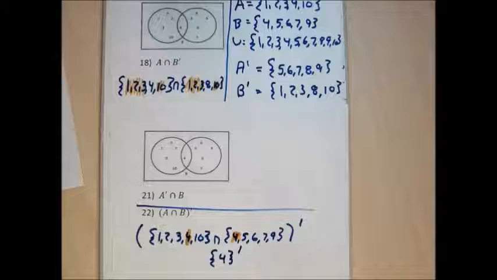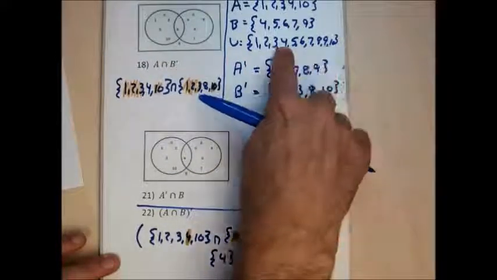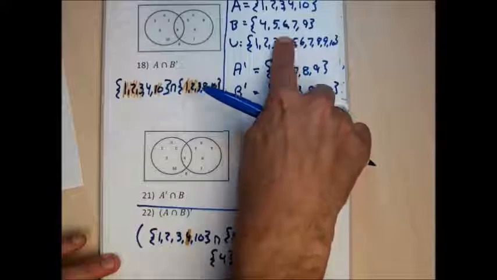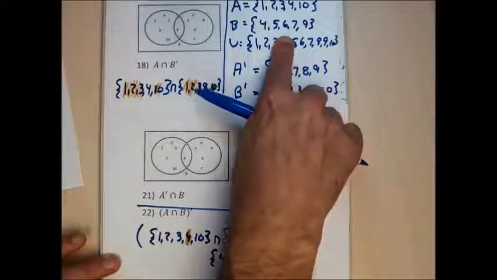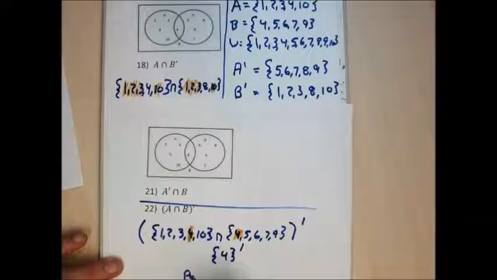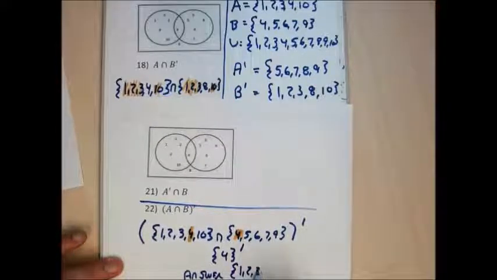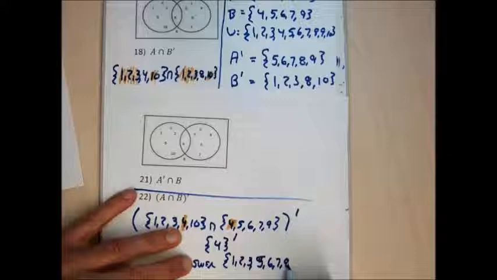Now I'm going to do the complement. The complement of this set is any number in the universal set other than 4. So it's going to be all the numbers between 1 and 10 excluding 4. So it's going to be 1, 2, 3, and then 5 through 10. The answer for this is going to be the set having 1, 2, and 3, skipping 4, and then having the rest of the numbers, 5 through 10.